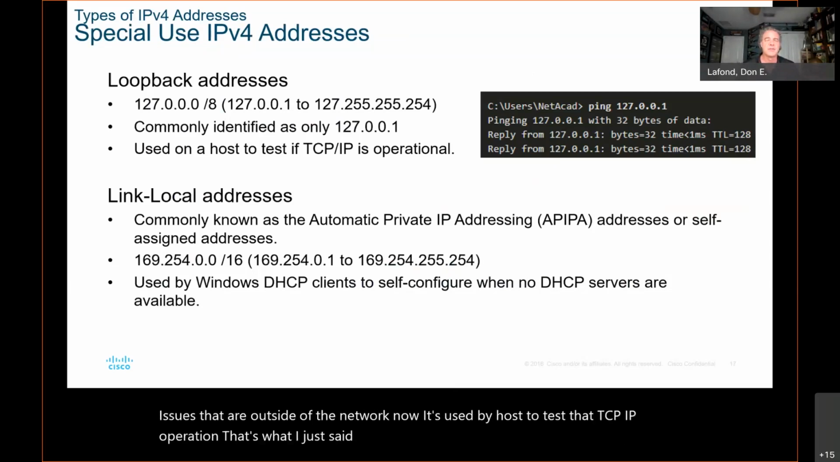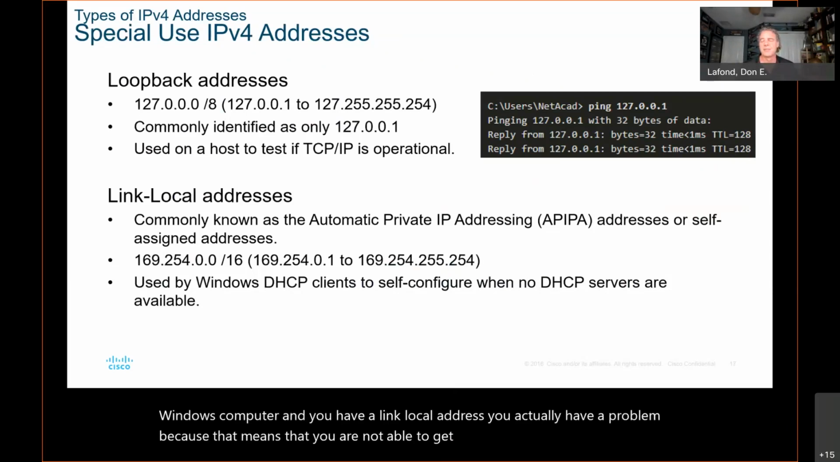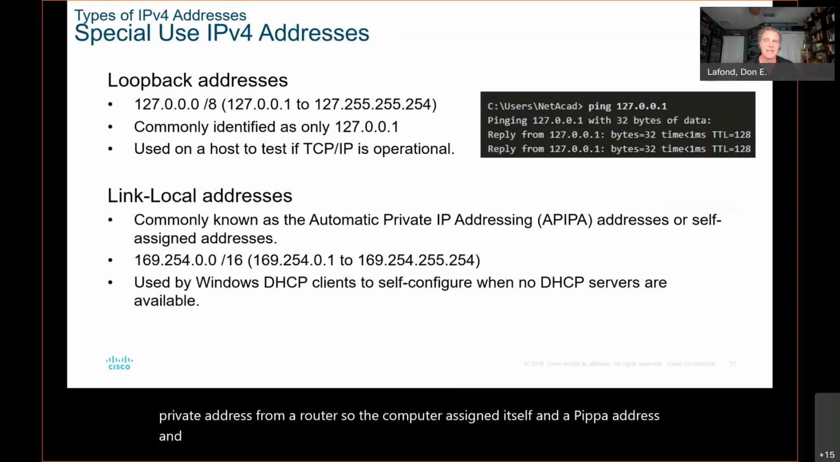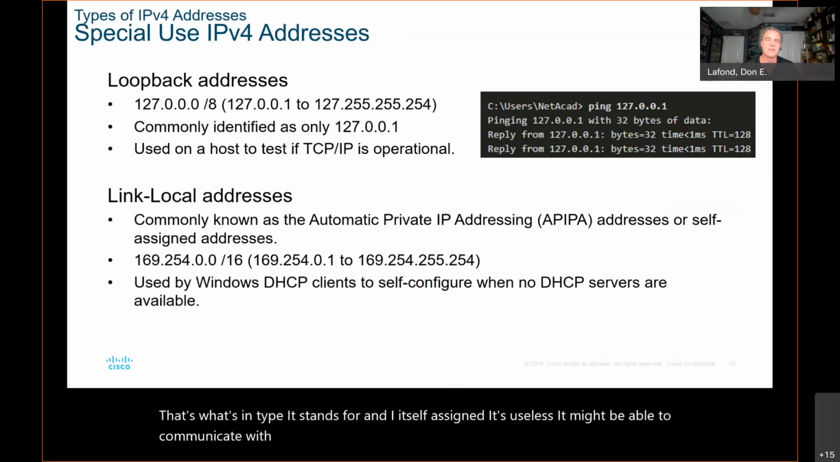Link local addresses. If you're working on a Windows computer and you have a link local address, you actually have a problem, because that means that you are not able to get even a private address from a router. So the computer assigned itself an APIPA address, and that's an Automatic Private IP Addressing, and it's self-assigned. It's useless. It might be able to communicate with other devices in its own network, but when do we ever do that?